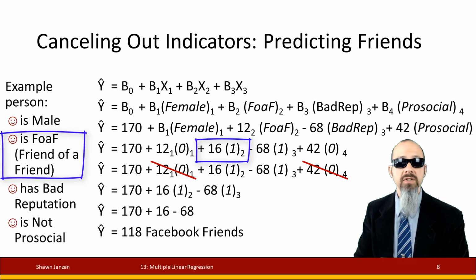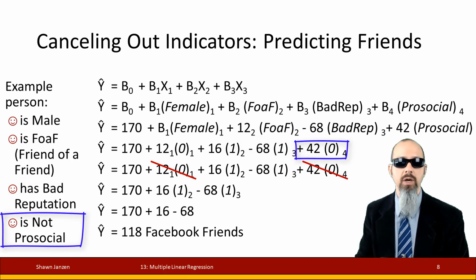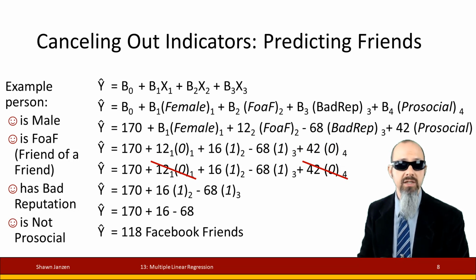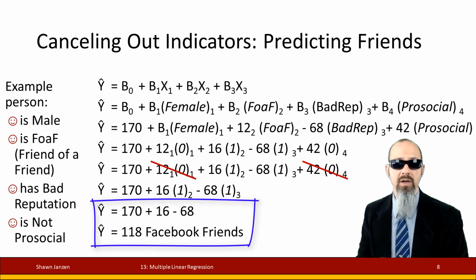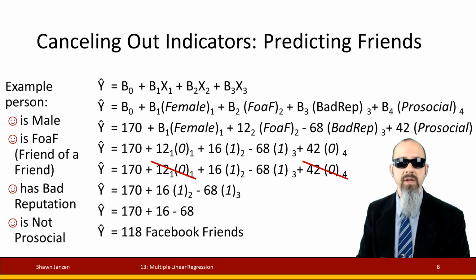Friend of a friend, this person is a friend of a friend, so we code it as a 1. This person has a bad reputation, so we code that as a 1. And this person is not prosocial, so we code it as 0. Once I have those values in the regression equation, I'm going to go ahead and cancel out the ones that are listed as 0. They will cancel out. My numbers will collapse down, and then all I have to do is some basic math. Having them coded at a value 1 is very nice to multiply against my regression coefficient. Very little math to do. So then I just add and subtract across, and I would have a predicted value of 118 Facebook friends for this particular person. Again, it would change depending on the characteristics of other individuals that we would want to predict for.